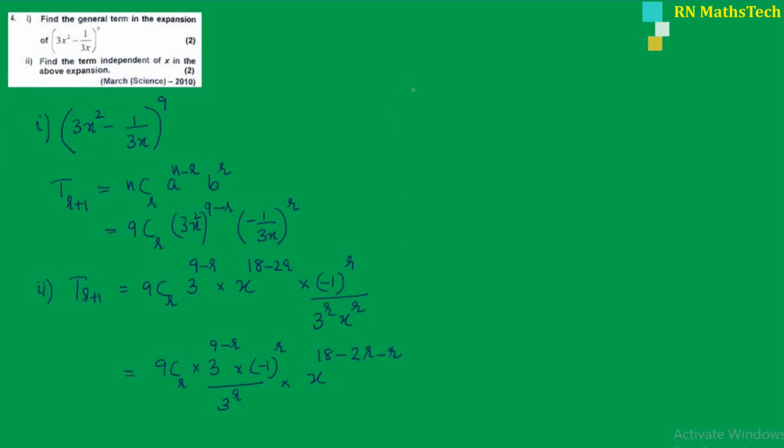So a raised to m by a raised to n, 2r minus r now. Okay. So that is equal to 9Cr into 3^(9−r) by 3^r. അപ്പോൾ അത് 3 raised to 9 minus 2r എന്നാവും. മൈനസ് 1 raised to r ഇൻറ്റു എക്സ് raised to 18 മൈനസ് 3r എന്നാവും. That is 9Cr 3^(9−2r) (−1)^r x^(18−3r). ഇതാണ് കോയിഫിഷ്യൻ്റ് ആയിട്ട് വരുന്നത്.